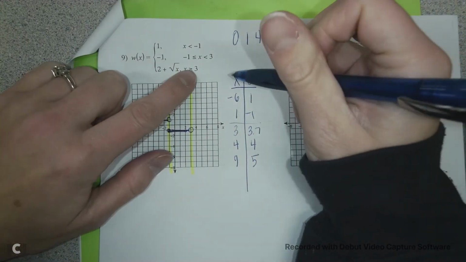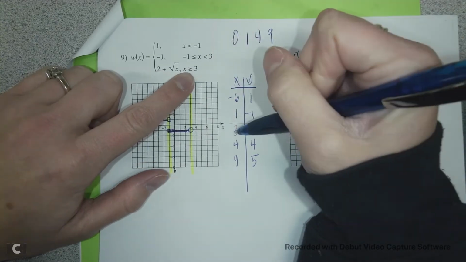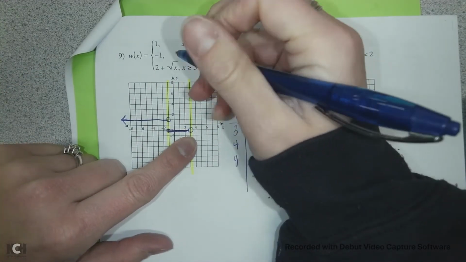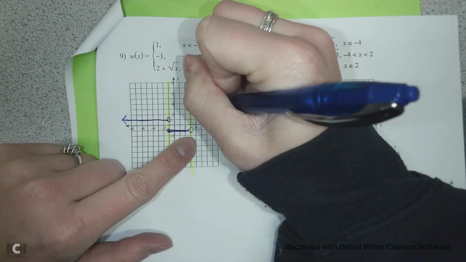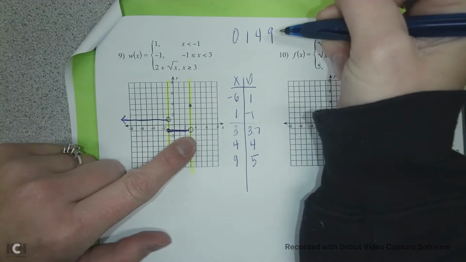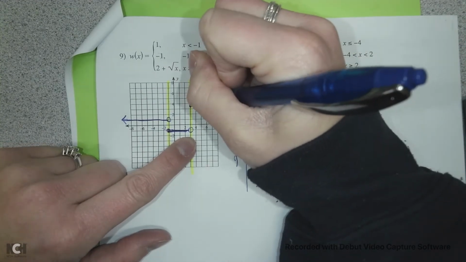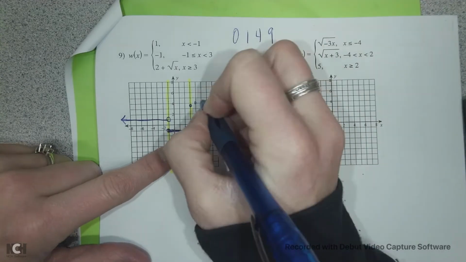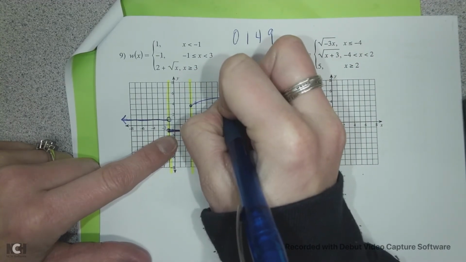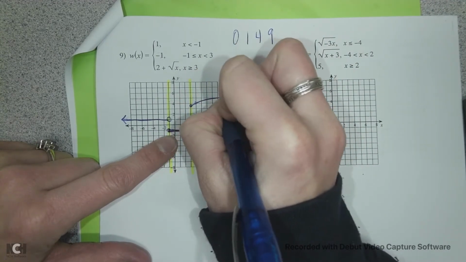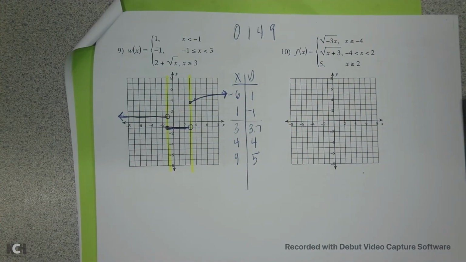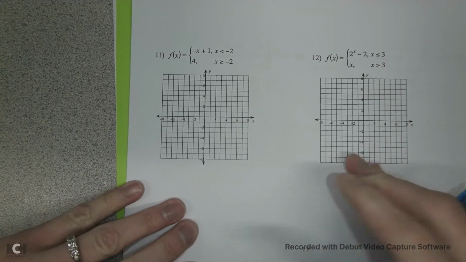Okay, so right now I have a closed dot at 3.7. So we're going to go to 3, and then 3.7, so almost 4. And then 4, 4, and then 9, 5. It's just a little bit off, like that. Okay, that's what that graph looks like. All right, let's do another one. Number 11.